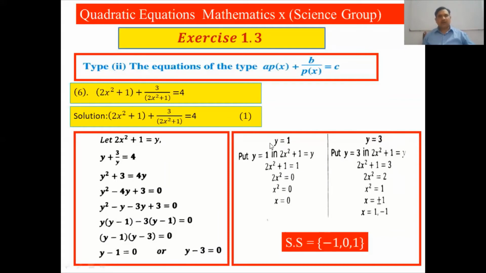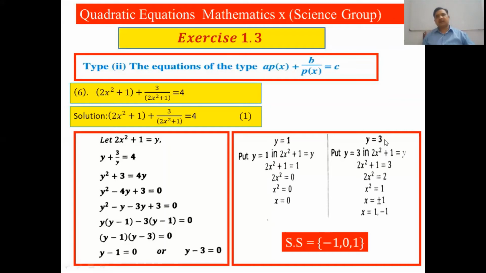Now we have the solution in terms of y. Our equation is in terms of x, so we have to calculate the solution in terms of x. Again we replace y = 1 in this equation: 2x² + 1 = y, and the first solution of y is 1. So 2x² + 1 = 1. The 1 is cancelled out, so we have 2x² = 0. Dividing both sides by 2, x² = 0. Taking the square root, x = 0.